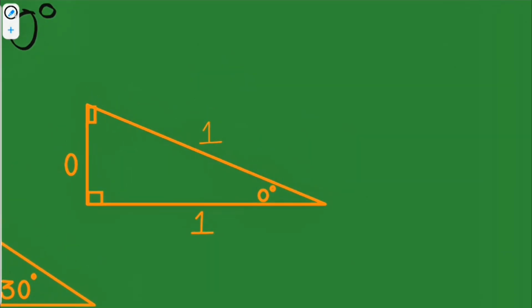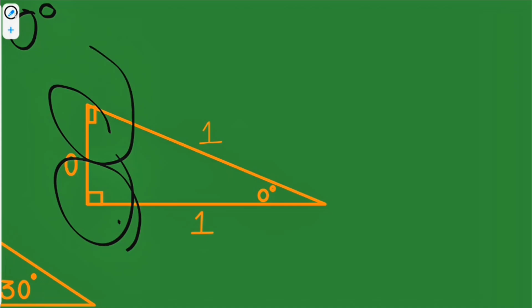The last triangle has two 90-degree angles. We have the first 90-degree angle, we have the second 90-degree angle. Now, since the sum of all angles of a triangle has to add up to 180, 90 plus 90 gives us 180. So the remaining angle has to be 0 degrees. Yeah, this is a very strange triangle, but believe you me, it exists.